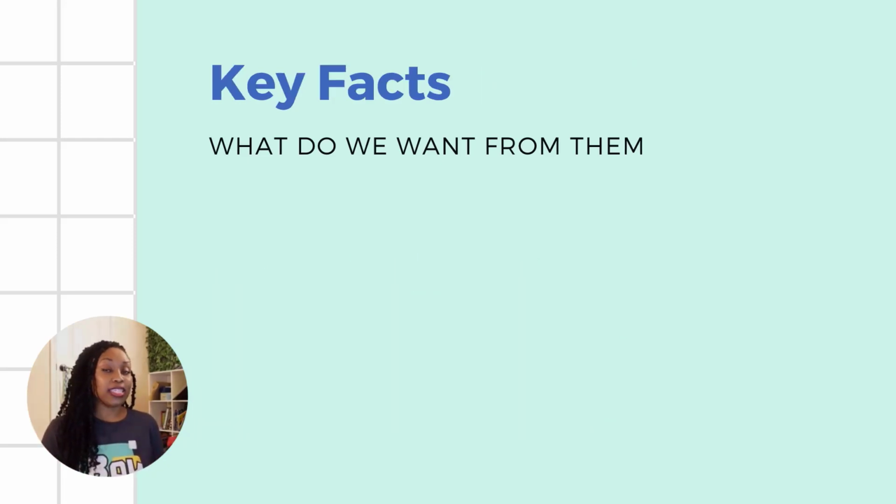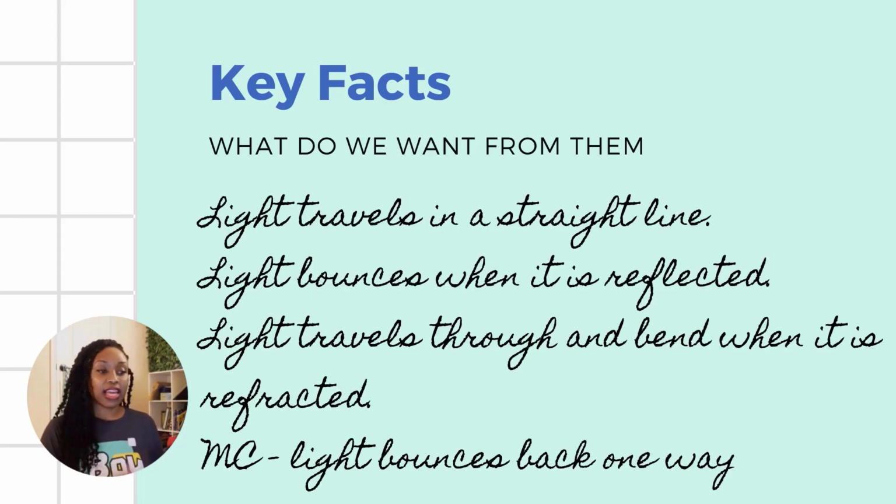And I also need to identify or think about any misconceptions that they may have about the topic. My key facts are light travels in a straight line. Light bounces when it is reflected. Light travels through and bends when it is refracted. And some misconceptions may be that light bounces back in one direction.